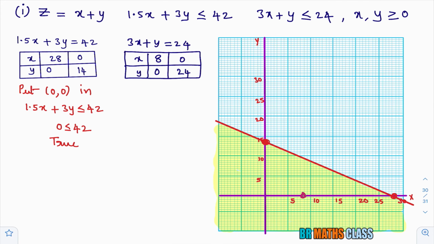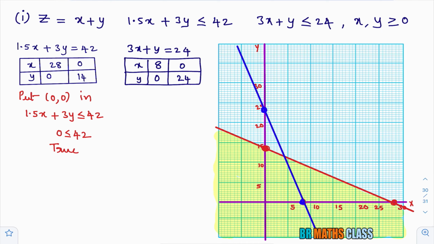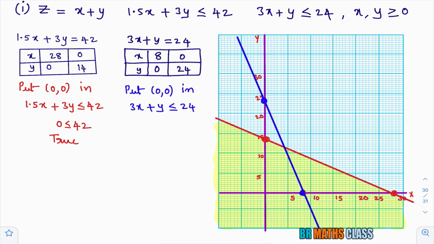Observe here, this is (8, 0) and (0, 24). You draw a line passing through these 2 points. You observe this blue color line. For this blue color line, this side is origin side and this side is non-origin side. As origin side and non-origin side are present for this line, I'll put (0, 0) in this inequality.